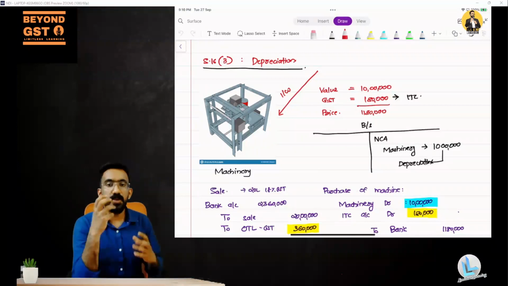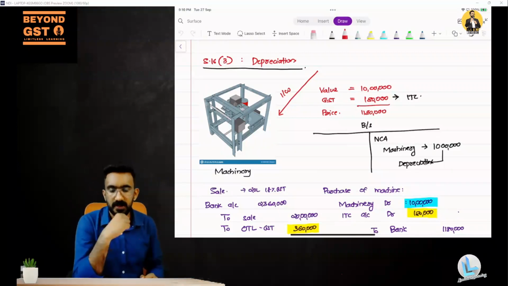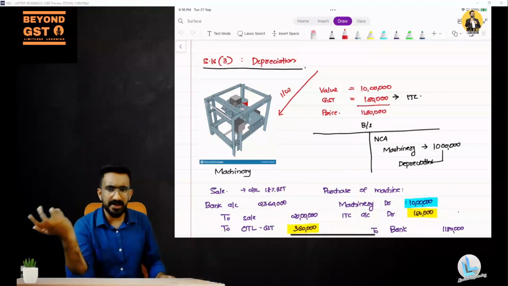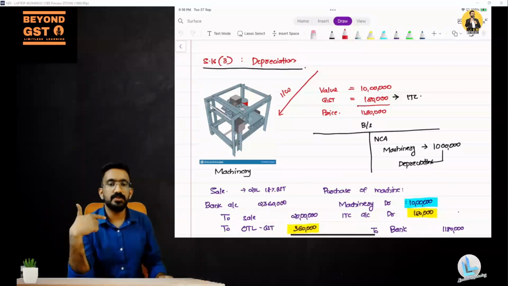Say there's a block to credit. You purchased a motor vehicle, for example, a car. You can't take ITC on the GST because it's blocked. So in such cases, what will you do? You can't take ITC on the GST, then you will capitalize the entire purchase value, including GST.